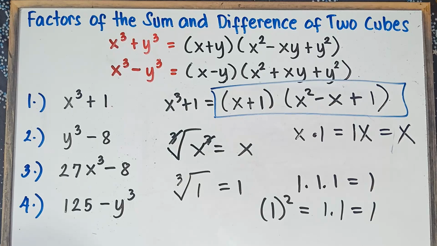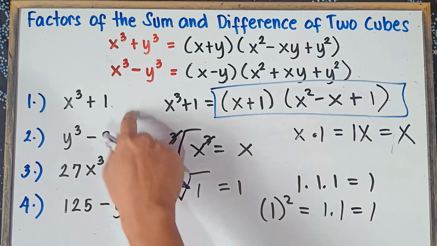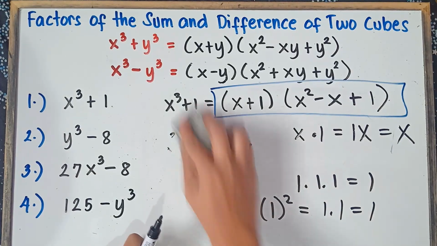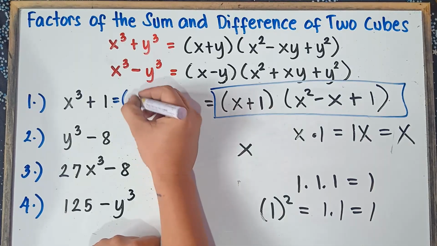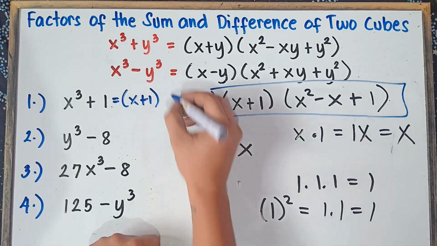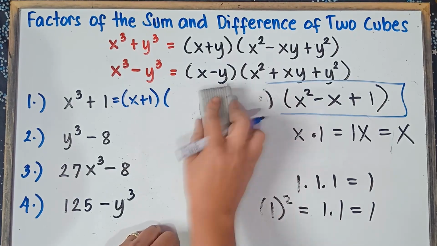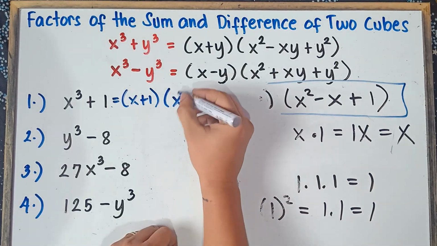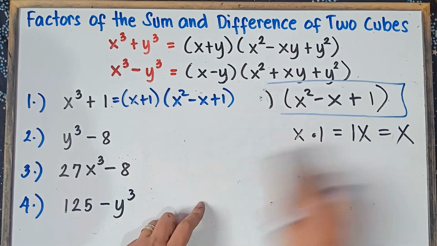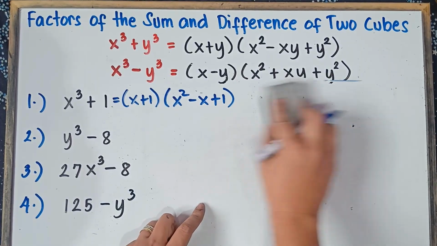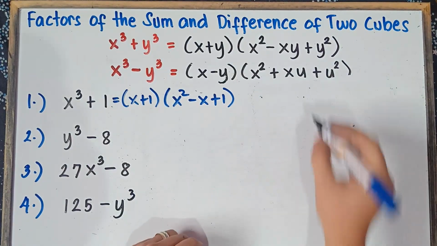Alright, so that's the answer, class, with regards to example number 1. So let me just write the answer here. We don't have enough space. So our answer, we have x plus 1, and then parentheses, we have x squared minus x plus 1. All set. That's the answer, class, with regards to example number 1. Let's have another example, class. Example number 2.